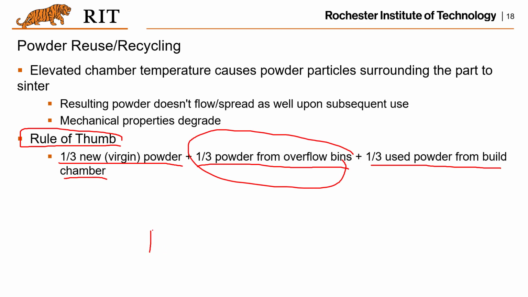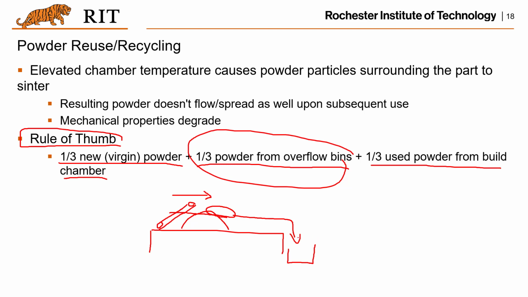Let me draw an illustration. So let's see, this is the printing bed, and you have a roller moving from here to here, right? And you have a pile of material, and when the roller moves, this excess material will be removed, and it will go to here, and there will be a box to contain this excess material. This is the powder from the overflow bins.